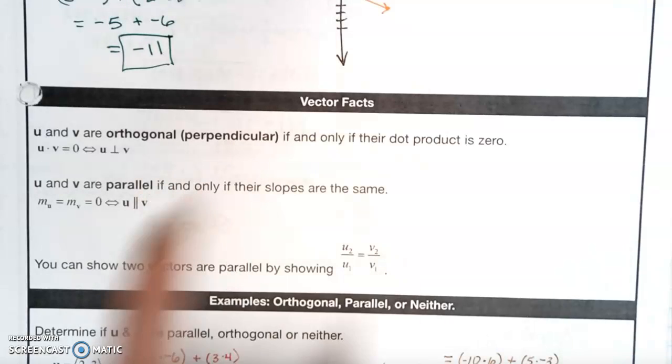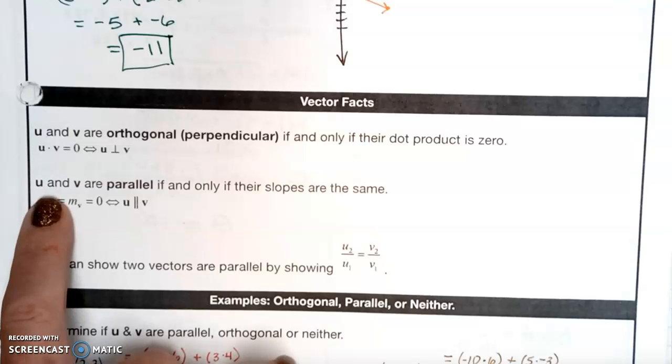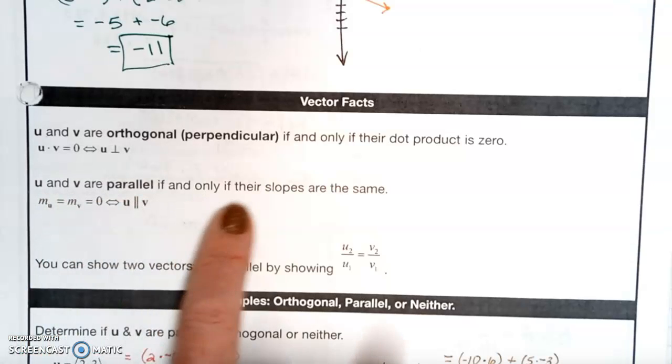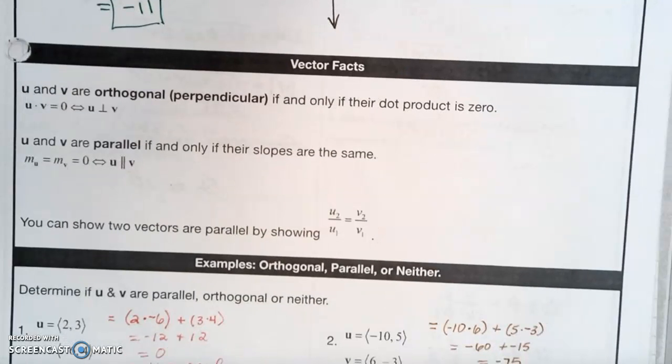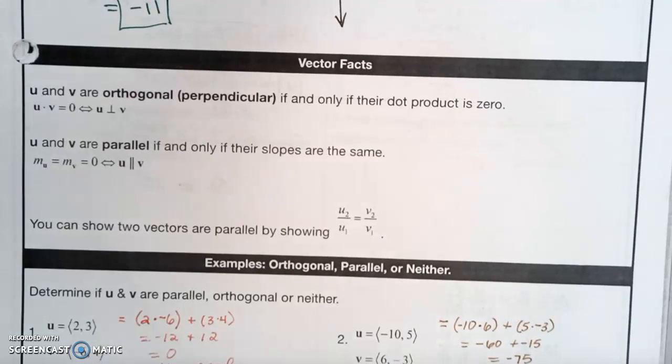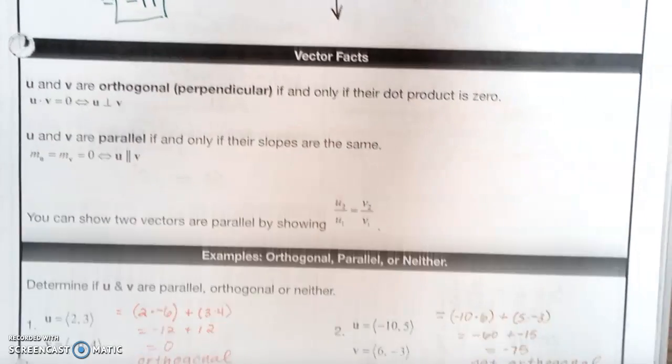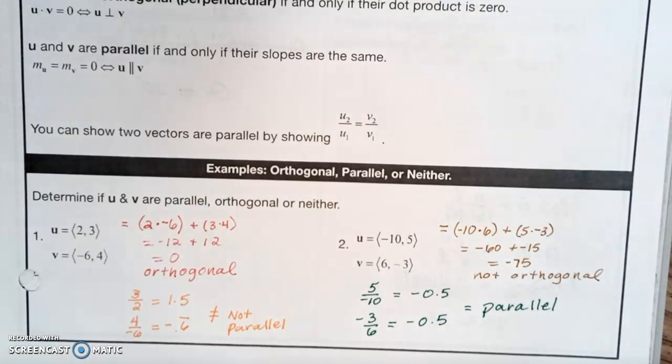are orthogonal. And the other thing is, u and v are parallel if and only if their slopes are the same. So we're going to look at 2 examples in just a second. So down at the bottom, we've got examples of, are they going to be orthogonal? Are they going to be parallel? Or are they going to be neither, however you want to pronounce it?